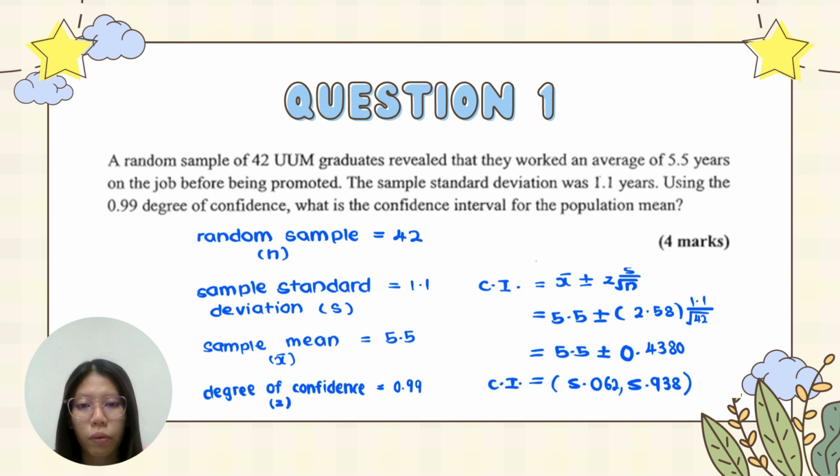We will use the formula: confidence interval equals the sample mean plus or minus z times the sample standard deviation divided by the square root of the random sample. So we will get 5.5 plus or minus 2.58 times 1.1 divided by the square root of 42. So we will get 5.5 plus or minus 0.4380. At the last, the confidence interval we will get is 5.062 to 5.938.